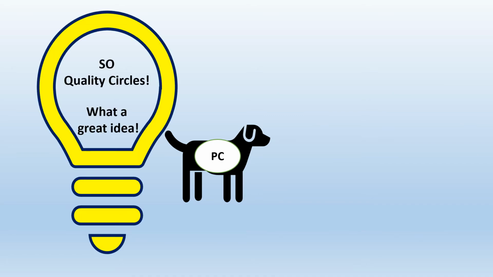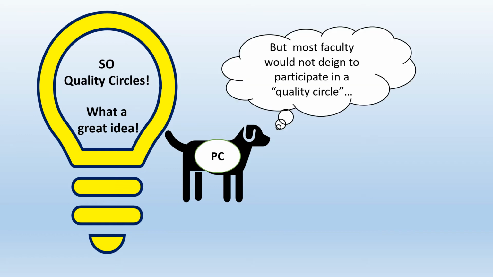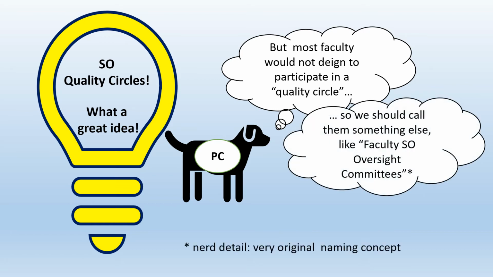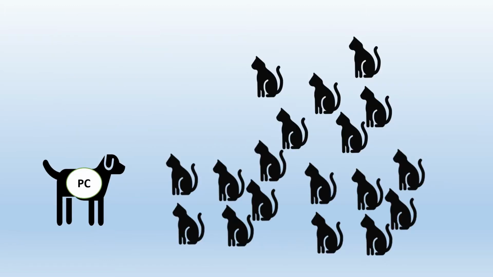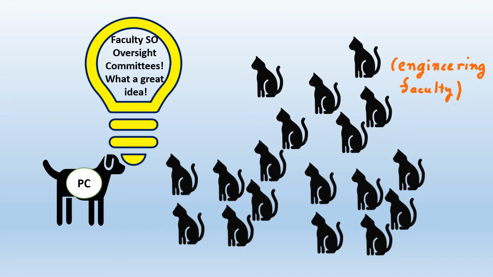Faculty SO quality circles, what a great idea! PC had almost instant clarity on how it might work in practice. But most faculty would not deign to participate in a quality circle. So we should call them something else, like Faculty SO Oversight Committees. So PC convened a department meeting with the engineering faculty and pitched this idea of Faculty SO Oversight Committees.